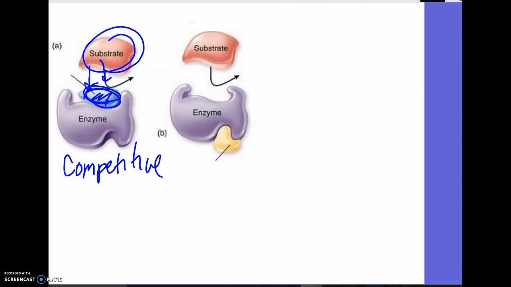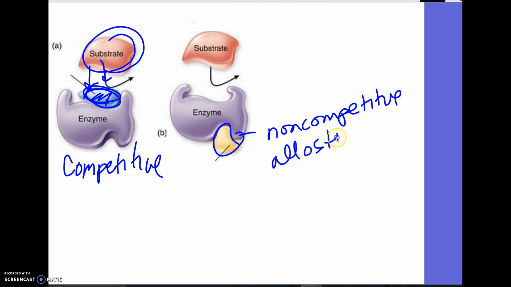Non-competitive inhibitors work differently. Non-competitive inhibitors bind to another site on the enzyme. Sometimes it's called an alternate site, or you might want to know the term, sometimes it's called an allosteric site. The bottom line is they change the shape of the active site on this enzyme.